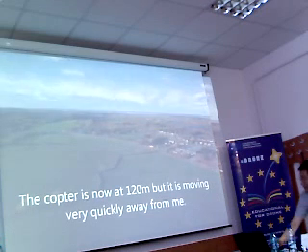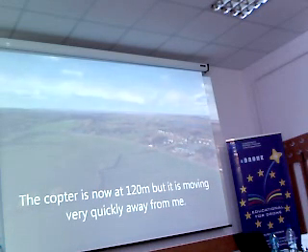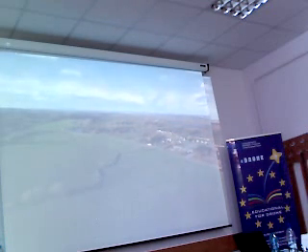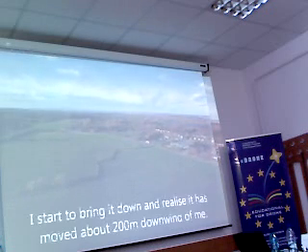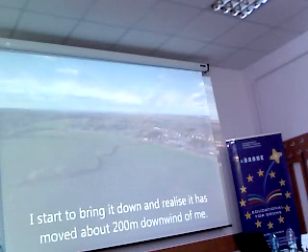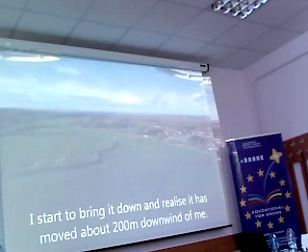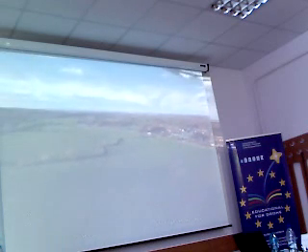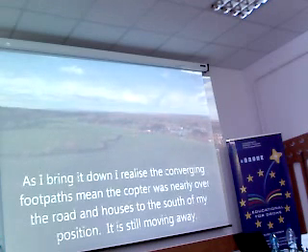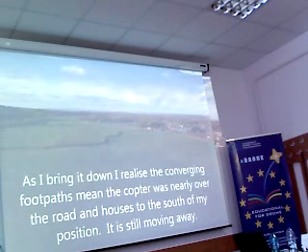So you see that when the drone is at 120 meters, the wind is very strong. It throws the aircraft away from the operators. So it flies 200 meters. It's actually thanks to the wind.